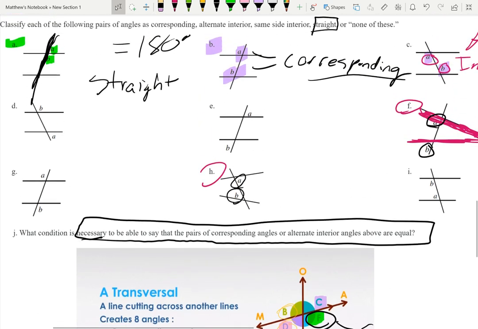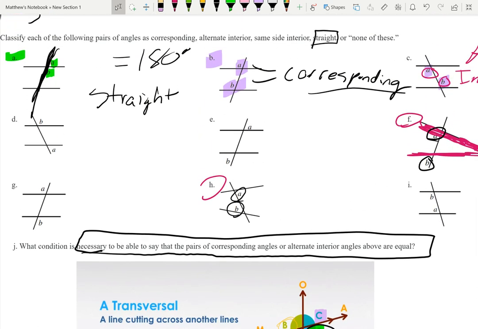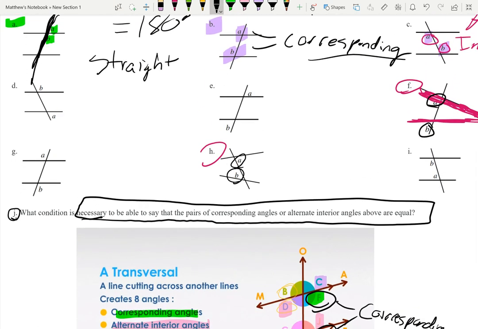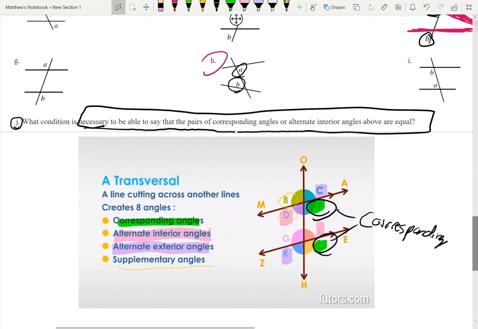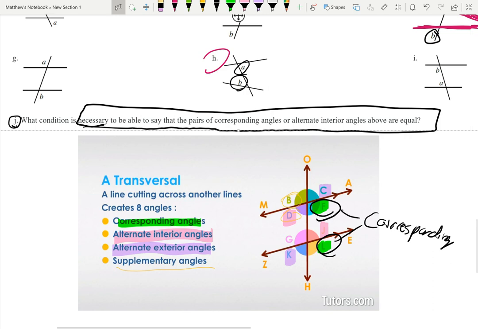So after you conclude what types of angle pairs these are, you're going to make your conjecture on question J about those different angles and if they still have the same equal measure.